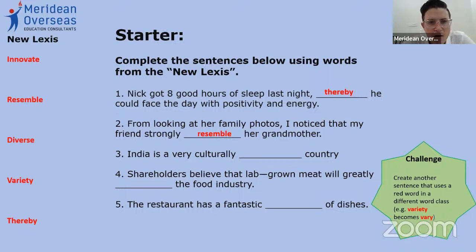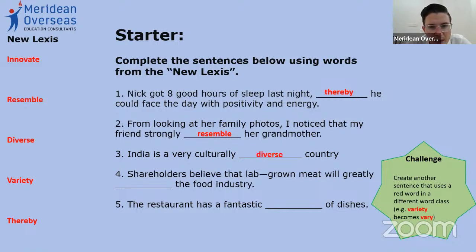Number 2, from looking at her family photos, I noticed that my friend strongly resembles her grandmother. Apologies, that should say resembles, because when you're talking about one other person, the verb after it must have an S. My apologies, I forgot to put an S at the end of that word. You can also put a D as well. Her friend strongly resembled her grandmother. You'd probably say that if their grandmother has passed away, so you're talking about the past.